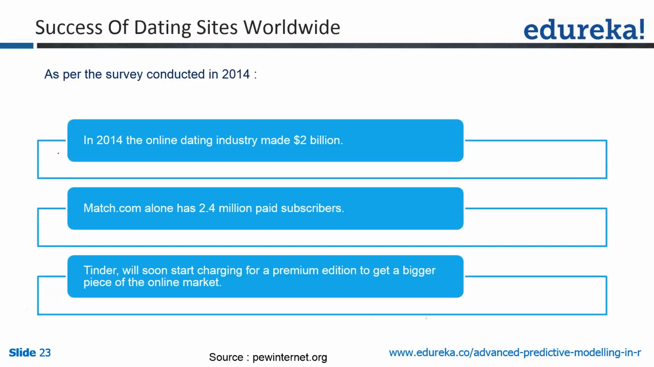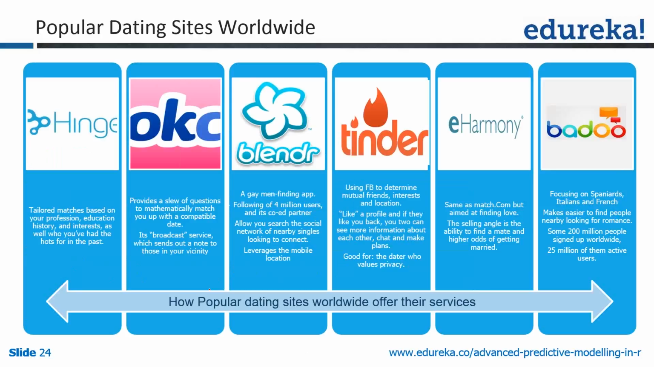And this is a survey. The online dating industry made $2 billion. That's a huge amount. And Match.com alone has 2.4 million paid subscribers, not the free subscribers. And Tinder is soon going to charge a premium to get a bigger piece of the online market, right?